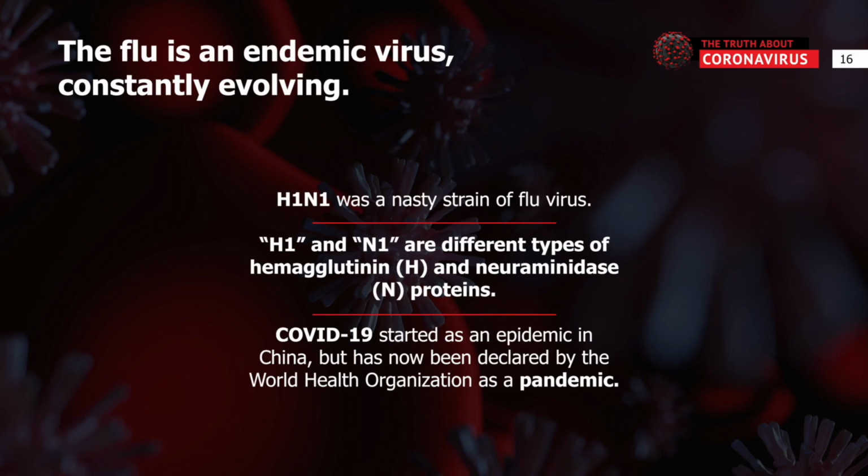The flu, for example, is an endemic virus, but it is constantly evolving. H1N1 was a particularly nasty strain of the flu virus, and H1 and N1 refer to different types of hemagglutinin, or H, and neuraminidase, N, proteins. There are 60 known types of H proteins and 9 types of N protein, and the combination of H1N1 was particularly virulent. COVID-19 started as an epidemic in China, but has now been declared by the World Health Organization as a pandemic.